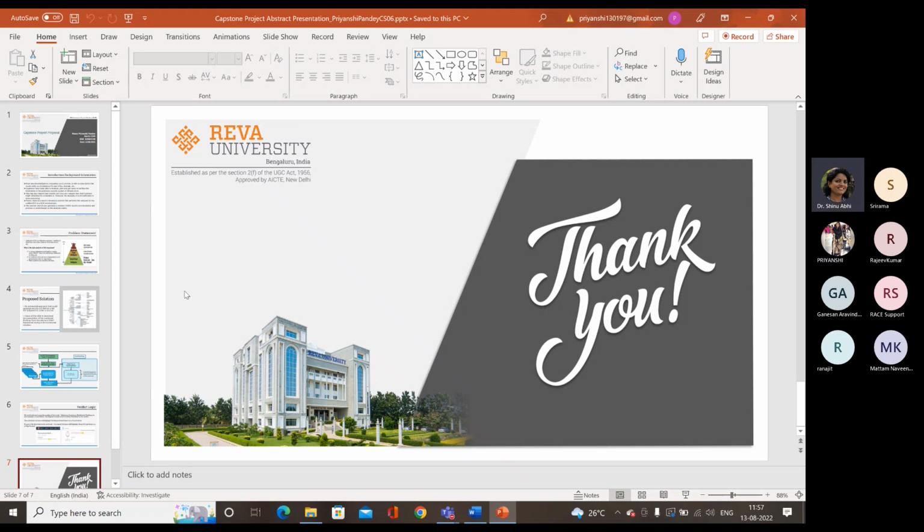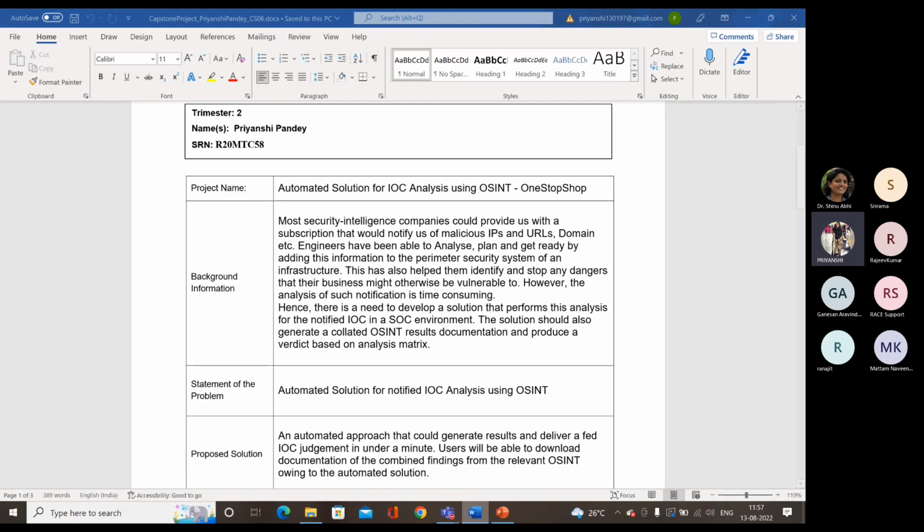What is the title of the project? I have put it as analysis of IOC, automated solution for IOC analysis using OSINT. Okay, only IOC analysis. Yeah. Is it there on the PPT? Yeah, PPT, and is it there in the Word abstract document? Yeah, yeah. I'm presenting the Word document as well.